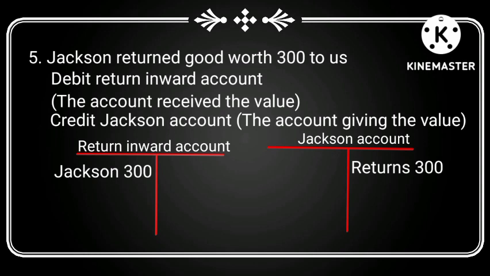Question 5. When goods are returned to the business entity, it is termed returns inward. Jackson returned goods to us. Debit the returns inward account, and credit Jackson's account, who returned the goods.